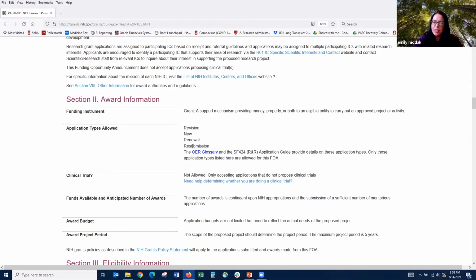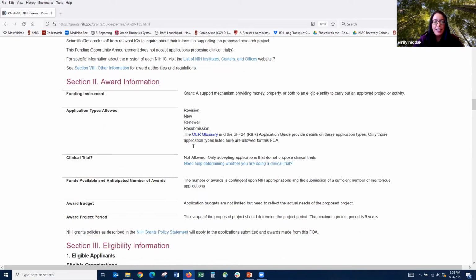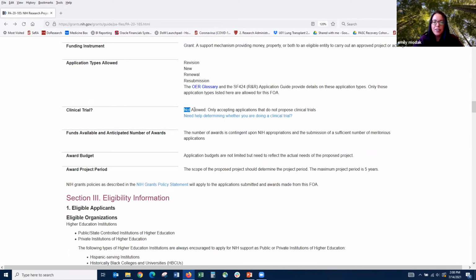As I mentioned earlier, if your PI says they're doing a resubmission, just make sure resubmissions are allowed. Certain mechanisms are one time, so they can't be renewed. All that information will be there. Clinical trial, not allowed. Make sure you're not planning one.